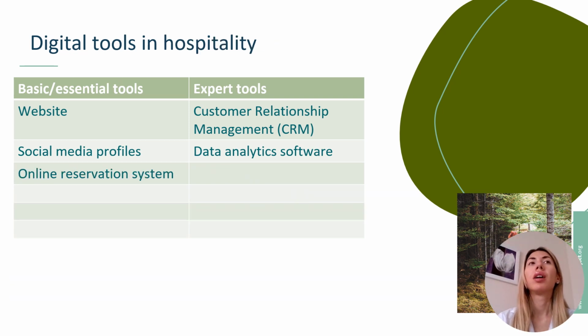Let's have a look at digital tools in the sector of hospitality. As well as the previous slide, we have divided the tools in two parts: basic essential tools and the expert tools. Of course, website, social media profiles, and online reservation system. The expert tools are, as for the accommodation, CRM, and data analytics software.